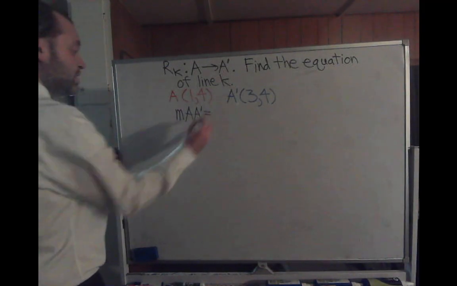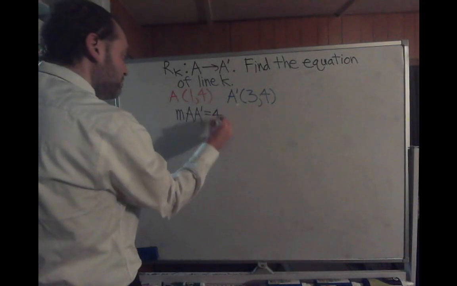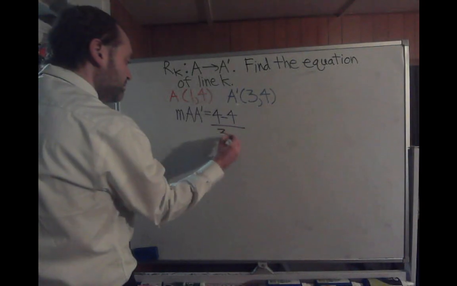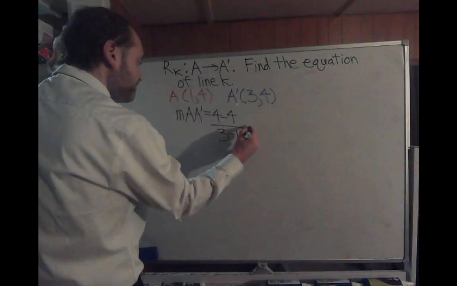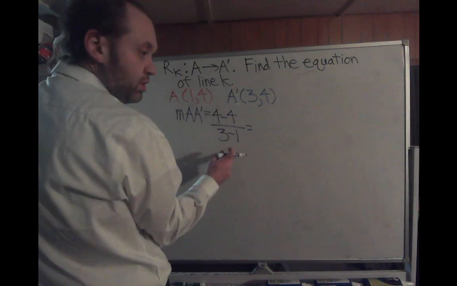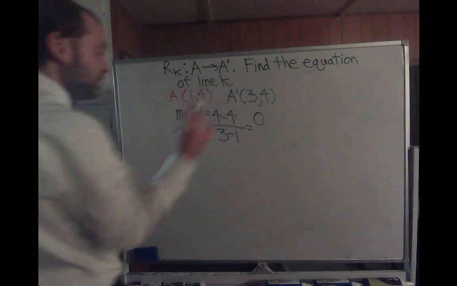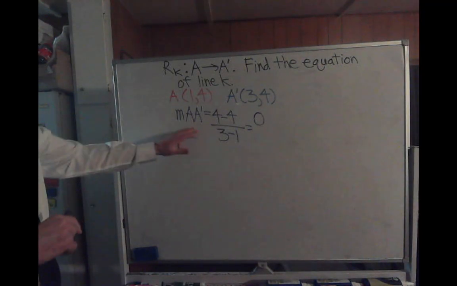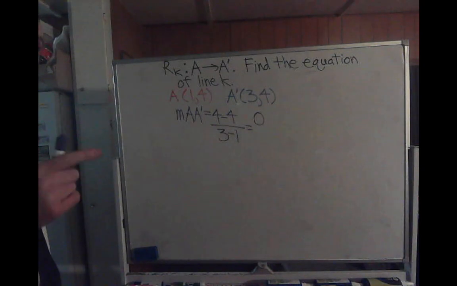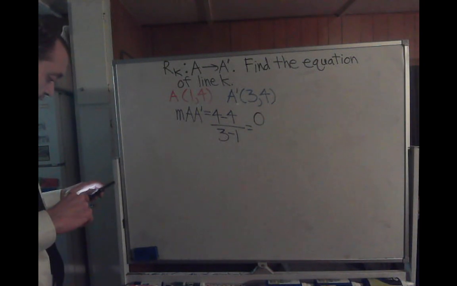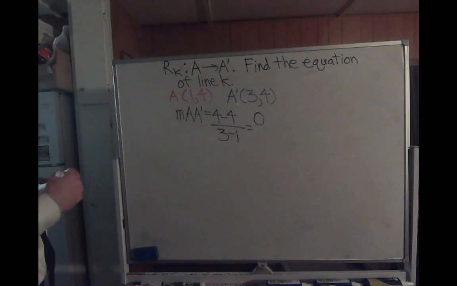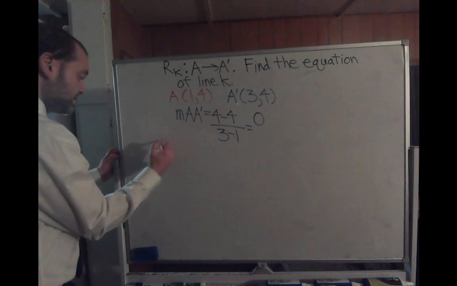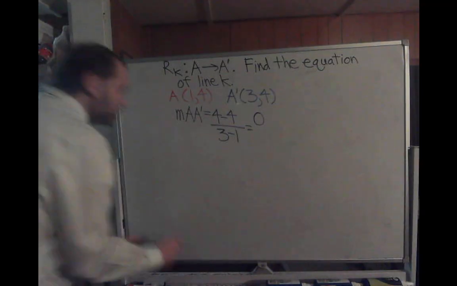The slope of the line that would join A and A prime, of course, take your y2 of 4 minus your y1 of 4 over your x2 of 3 minus your x1 of 1. Well, 4 minus 4 is 0 over 2. That's just going to give you 0. You get a 0 slope. Alright, next, since you found the slope of the line segment that joins A and A prime, go ahead and find the midpoint of this segment. So let's find the midpoint. Actually, let me write in green. I kind of want to separate these.